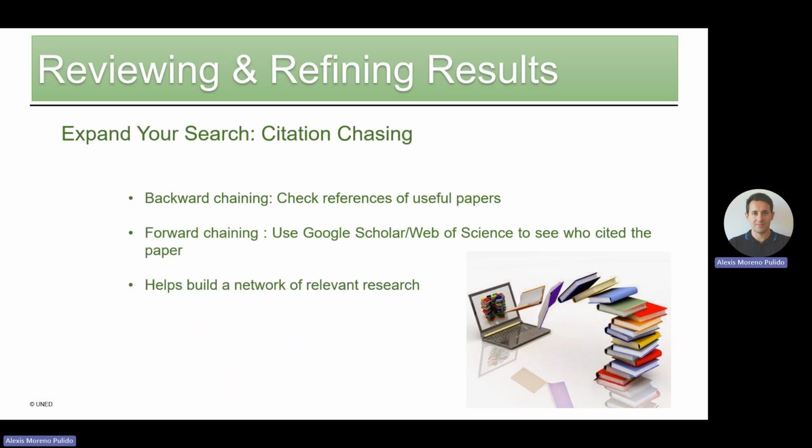Forward chaining: use tools like Google Scholar or Web of Science to see which later works have cited the paper you have. This can lead you to more recent research that you might otherwise miss. Following citation trails can quickly expand your understanding of the scholarly conversation around your topic.